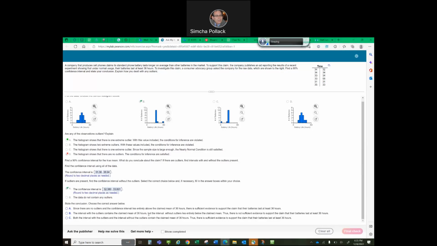It's bigger than 33. Thus, there is not sufficient evidence to support the claim. We sort of have a contradiction, and we don't have enough evidence. We don't have clear-cut evidence that it's above 36. From this point of view, it's above 36. But if you include the data point, then it's often difficult to decide whether to include it or not. Is it a real valuable number? So I'm going to say the answer is B.